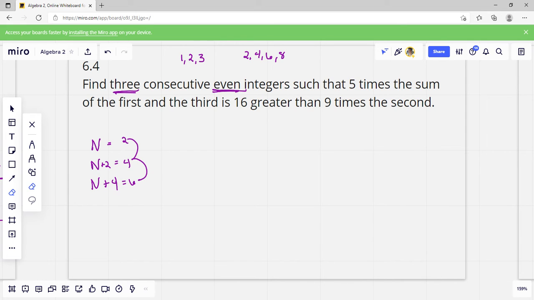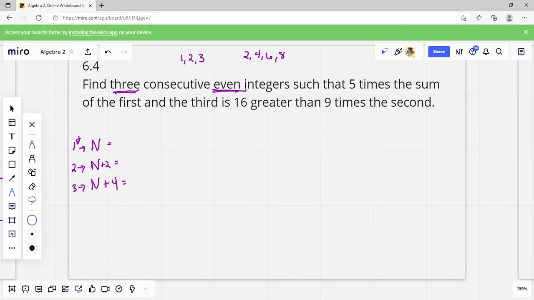Keeps them consecutive. We don't know what they are. They could be 10, 12, 14. They could be 20, 22, 24, right? So those are the 3 numbers. So our first is n. Our second is going to be n plus 2. And our third is going to be n plus 4. Okay, we have to figure out what those are.